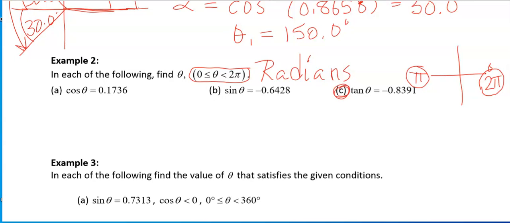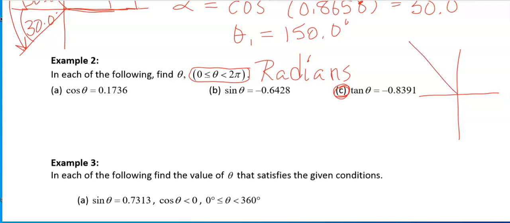Okay, this one says the tangent of some angle is equal to negative 0.8391. So what I'm going to do is set up my diagram just as I previously did, like so. Now you look back at your CAST rule. Where is the tangent negative? Well, the tangent is positive in quadrant 1, and it's positive in quadrant 3, according to the CAST rule. So it must be negative here in quadrant 2, and negative down here in quadrant number 4. So now there's your two reference angles.